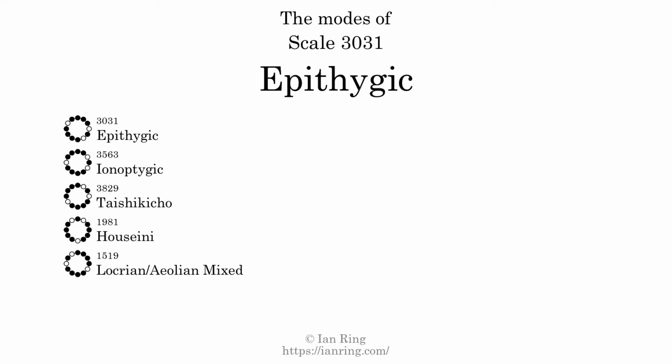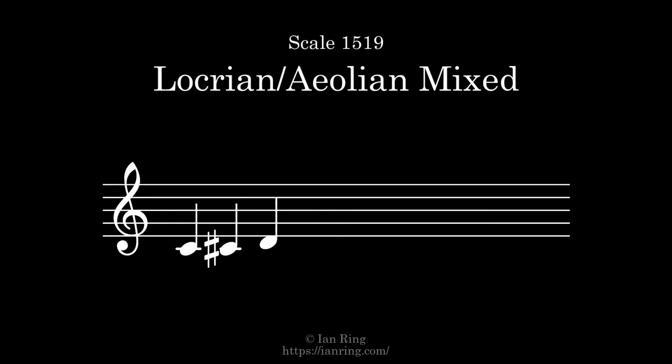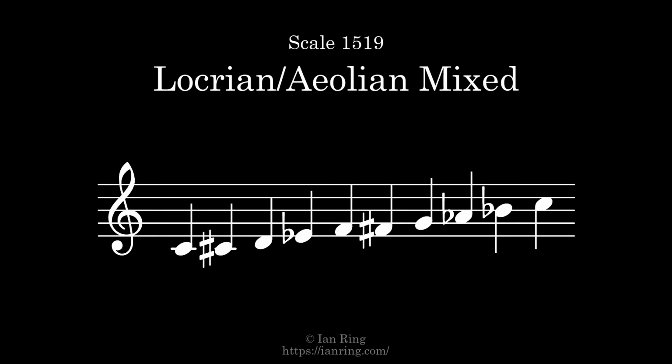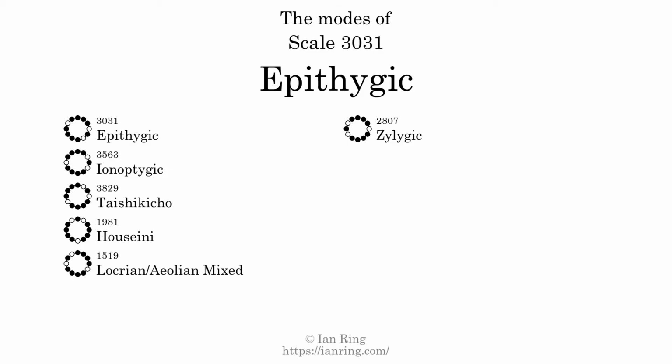The fifth mode is Scale 1519, also known as Locrian Aeolian Mixed. It sounds like this. The sixth mode is Scale 2807, also known as Epithygic. It sounds like this.